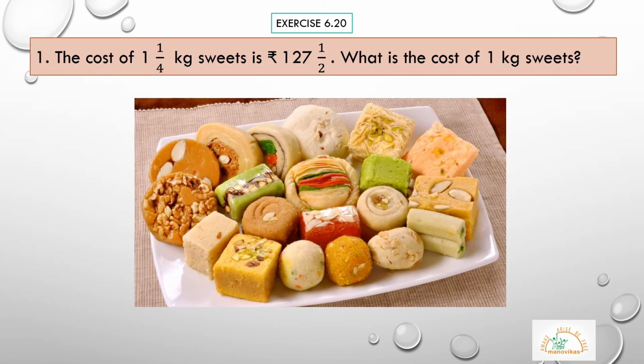Now let's do exercise 6.20. First one. Cost of 1/4 kilo sweets is rupees 127.5. What is the cost of 1 kilo sweets? Students, if you see, 1/4 kilo sweet is reduced to 1 kilo. We have to find the cost of 1 kilo. That means we are doing division here.